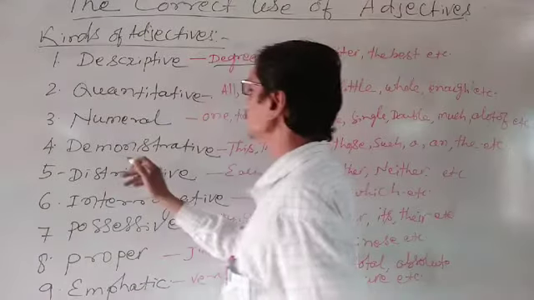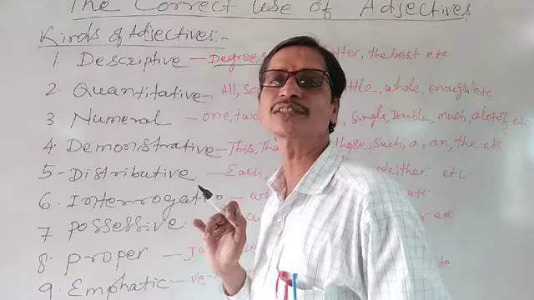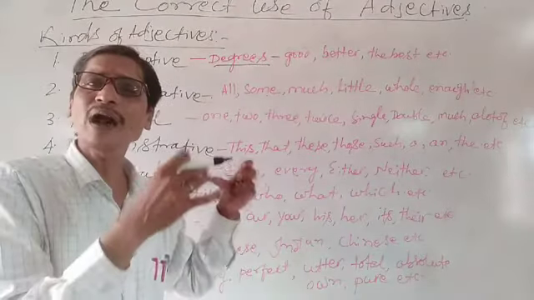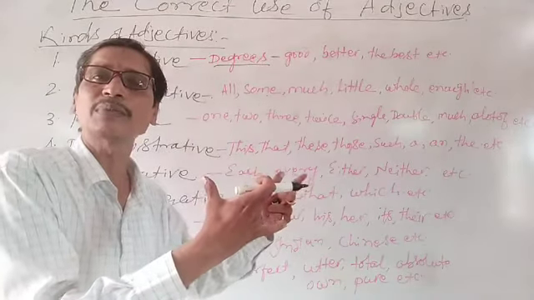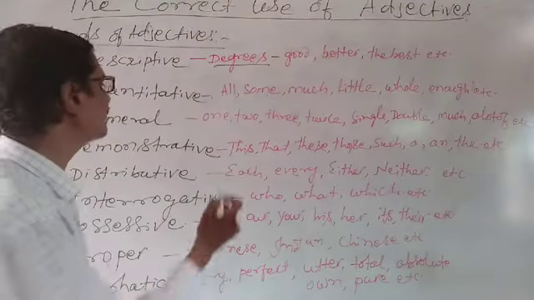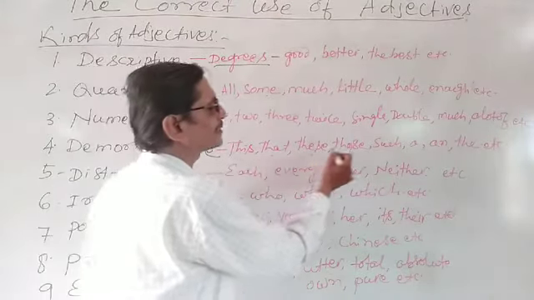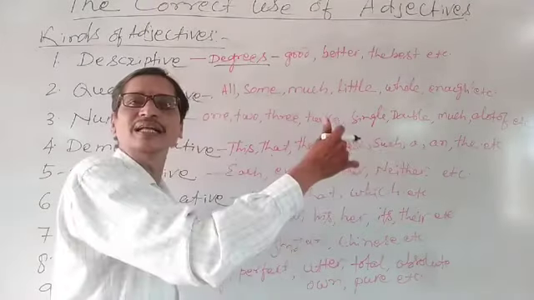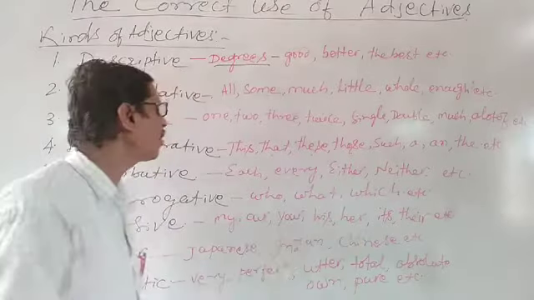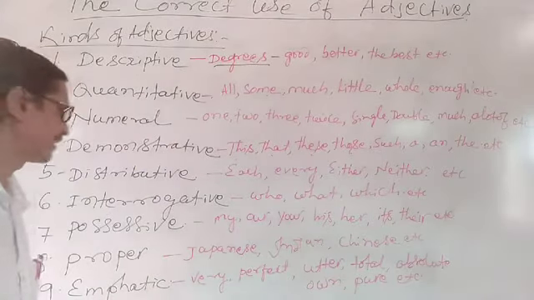The next is demonstrative adjectives. Demonstrative adjectives are words which demonstrate the nouns available in our statement and qualify them. So what are they? They are this, that, these, those, such. Similarly, articles like a, an, the, etc. They are called demonstrative adjectives.